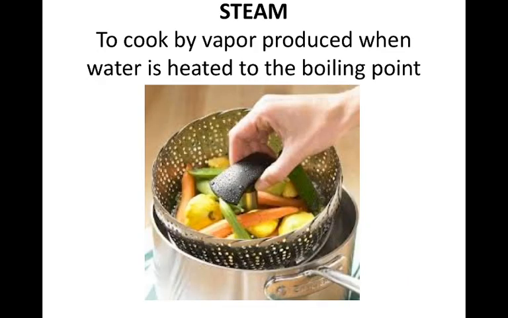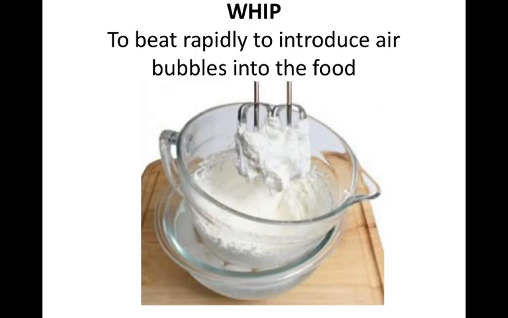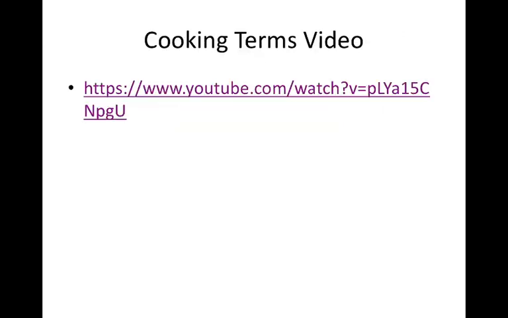Steam. This is cooking your food by water vapors that are produced when water is heating to a boiling point. When you steam something, you usually have a steaming basket like what you see in the picture, and then a pot of boiling water. You're going to put that steaming basket above that water, not touching the water, and then all of those water vapors are going to go up and cook whatever's in that steaming basket. You don't only steam vegetables, you can steam meats as well. Whip. You're going to beat rapidly to introduce air bubbles into your food. You can do this manually or with an electric mixer.